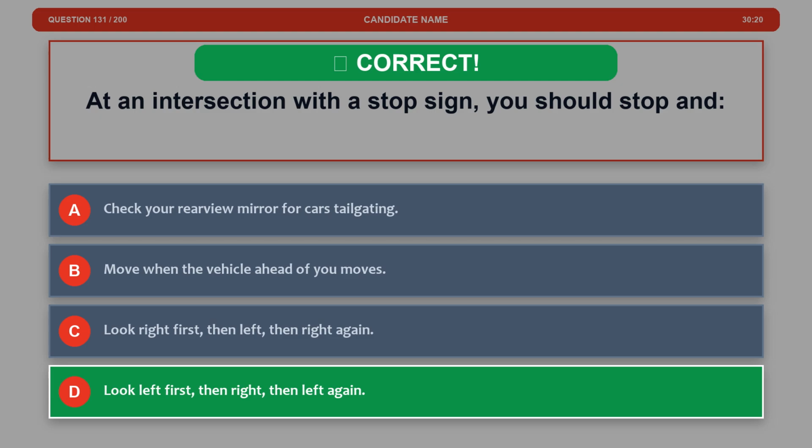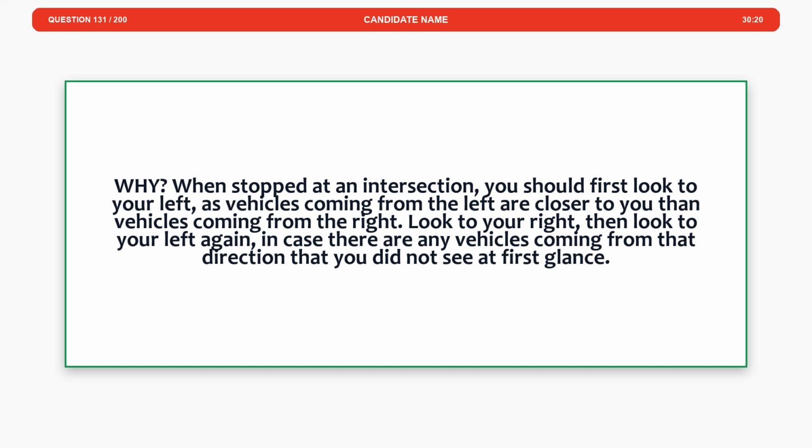The correct answer is option D. Look left first, then right, then left again. Explanation: when stopped at an intersection, you should first look to your left, as vehicles coming from the left are closer to you than vehicles coming from the right. Look to your right, then look to your left again, in case there are any vehicles coming from the direction that you did not see at first glance.